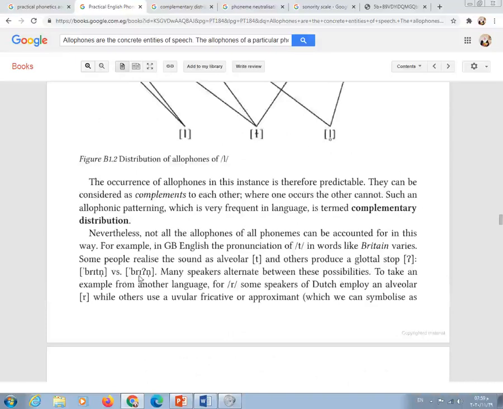Okay, and the two realizations come in sort of free variation, and if we replace one with another, it doesn't change the meaning of the word. It remains Britain. Whether we say it one way or the other, it doesn't make any difference. So the relationship between the two sounds is a sort of free variation. Once one of them replaces the other, that doesn't cause a change in the meaning of the word.